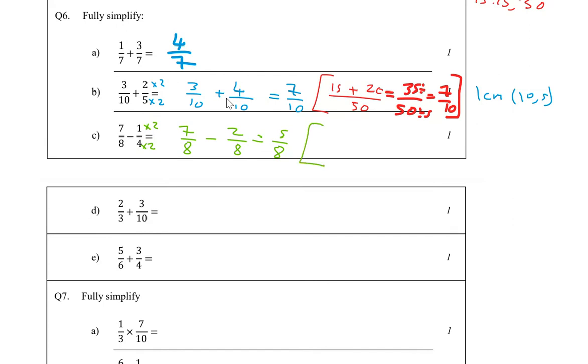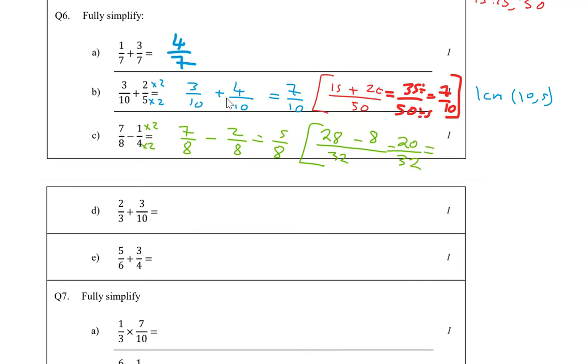If you really don't understand the lowest common multiple method, you can use the cross multiplication method to get 28 minus 8 all over 4 times 8 is 32. That gives 20 over 32.